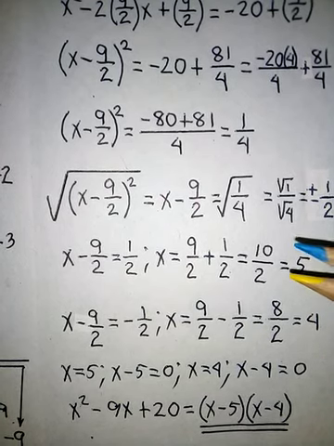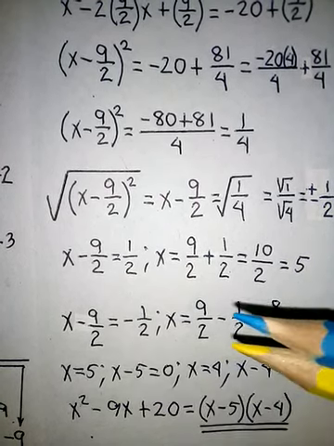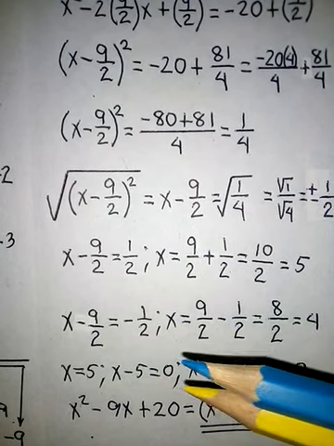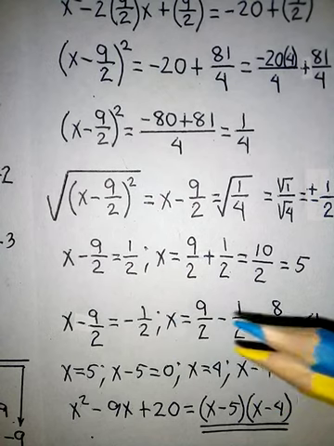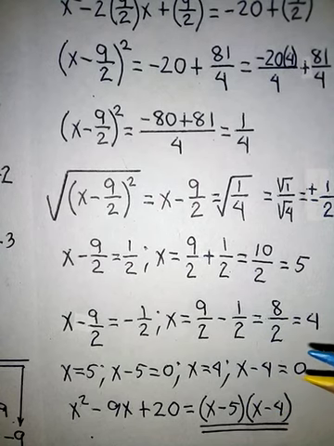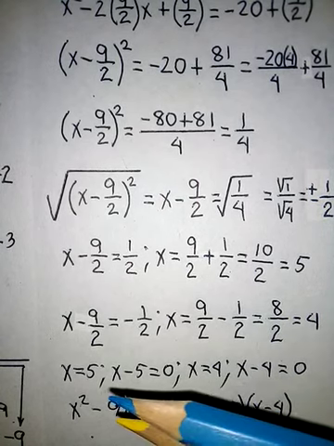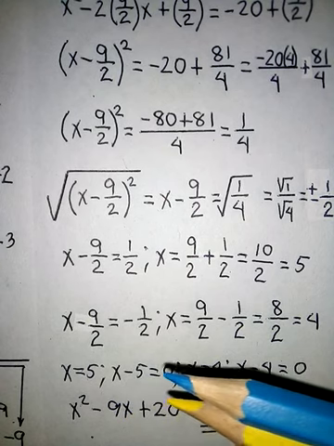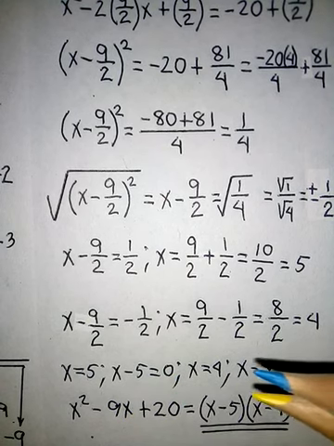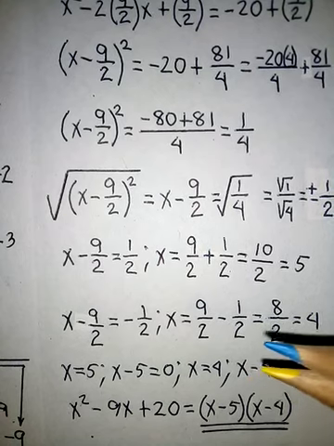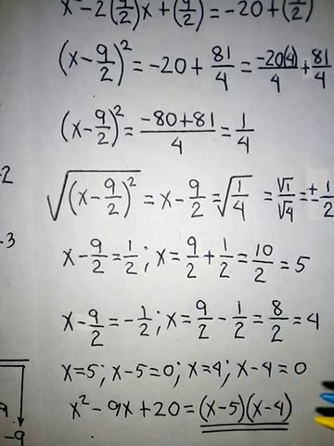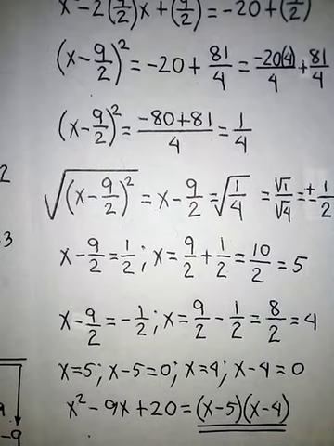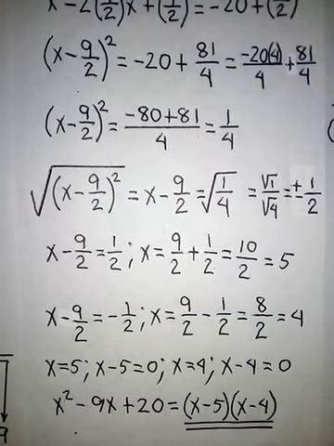So we have x is equal to 5 here, so x minus 5 is equal to 0. And then we have x is equal to 4, or x minus 4 is equal to 0. Therefore, x squared minus 9x plus 20 is equal to the factors quantity x minus 5 and quantity x minus 4. So that is by using completing the square.